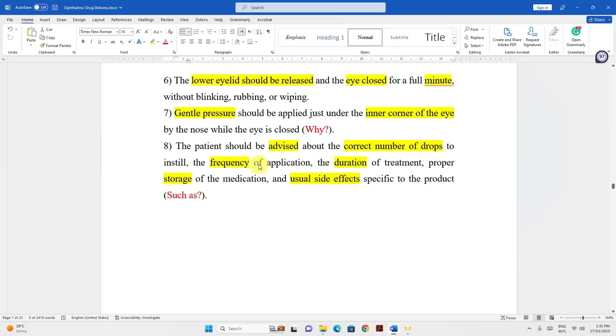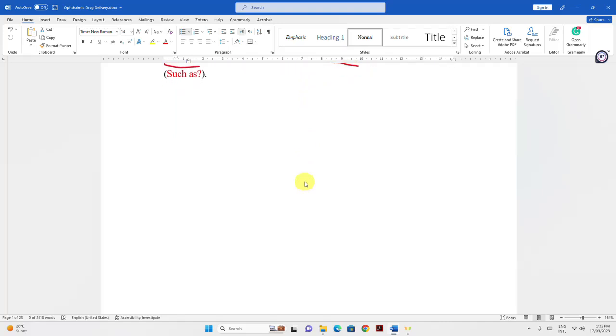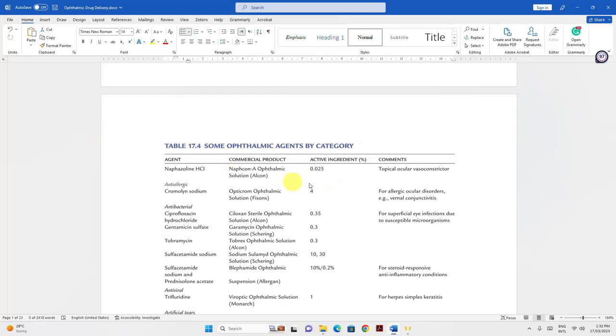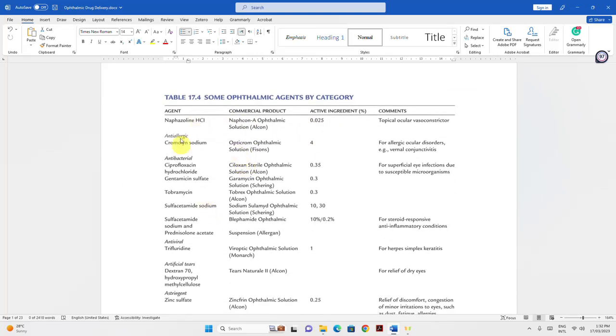Also, you need to advise the patient who's taking this medication, ophthalmic product, regarding the correct number of drops, the frequency, the duration of treatment, how to store it, and you should tell the patient about the usual side effects that they should expect. For example, stinging, irritation, crusting, all these are kind of side effects that the patient might experience. So he should not be surprised.